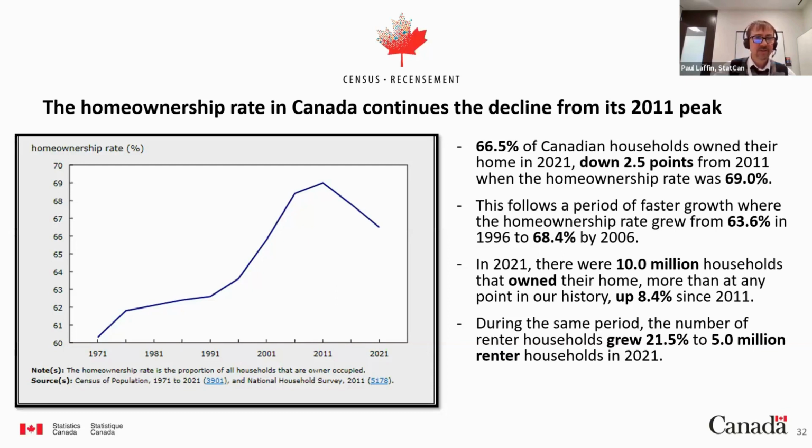So that's the chart that you see on the left-hand side of the slide. Starting in 1971, when the home ownership rate was around 60%, you could see the increase all the way to the most recent census. In 2021, there were 10 million households that own their home, more than at any point in our history, up 8.4% since 2011. And during that same period, the number of renter households grew by 21.5% to 5 million renter households in 2021.